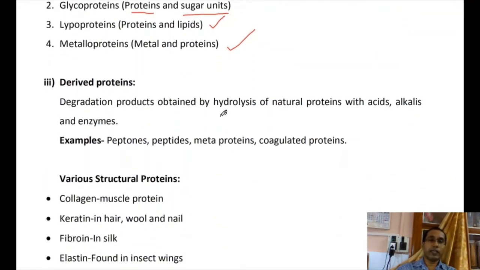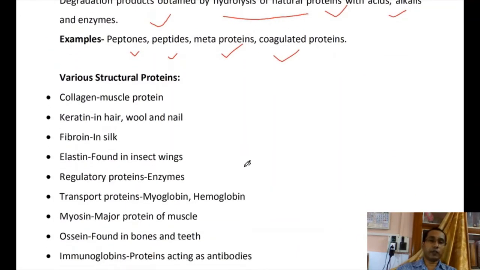Derived proteins are another type: degradation products obtained by hydrolysis of natural proteins with acids, alkalis and enzymes. So any protein that is hydrolyzed by natural ways with acids or alkalis makes the derived proteins. That's why these are the derivatives. Examples are peptones, peptides, metaproteins and coagulated proteins. All are examples of derived proteins.